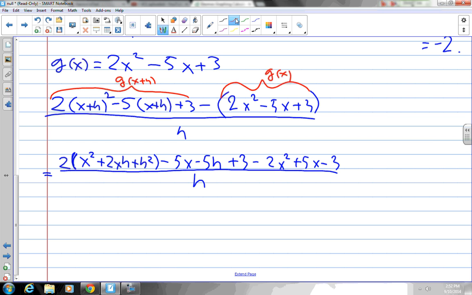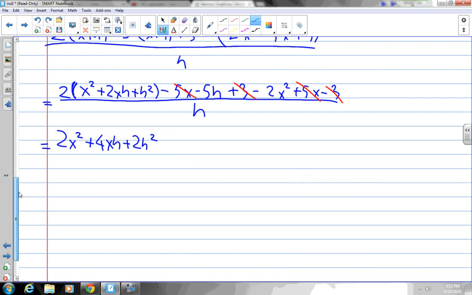I can already cross a few things out, right? What can I cross out? 5x. What else? 3's. And I'm almost ready to kill the x squared part, right? When I distribute the 2, it's going to be ready. So distribute the 2, it's 2x squared plus 4xh plus 2h squared minus 5h minus 2x squared all over h. So, yeah, 2x squared can cancel. Nothing else I can combine or simplify.